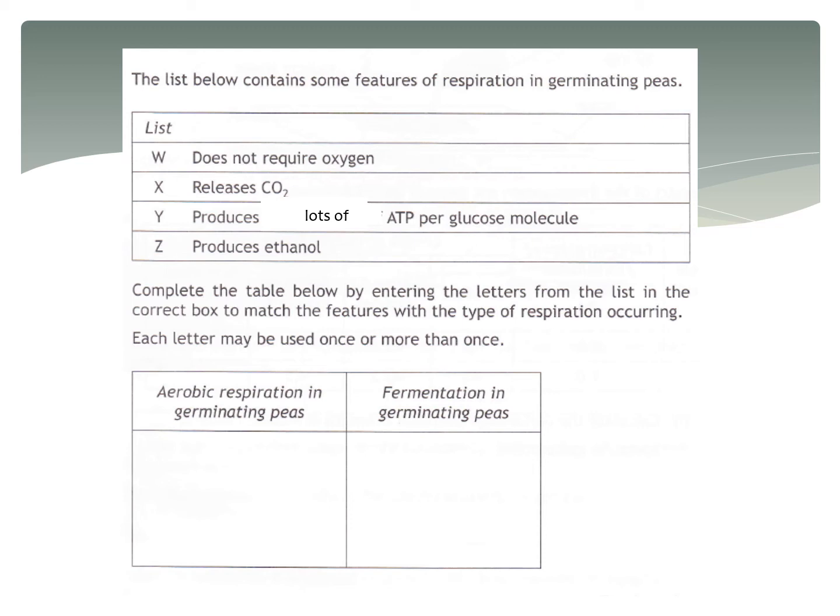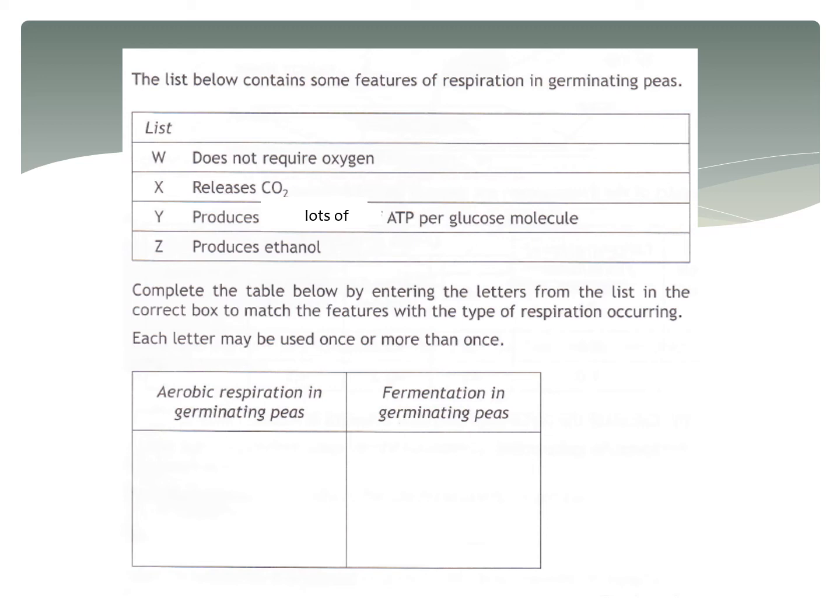If you pause the video and try to answer it on your own, and then I will give you the answers. So the answers are, for aerobic respiration in germinating peas, we know that it requires oxygen, so it's not going to be W. We do know that it releases carbon dioxide. We know it produces lots of ATP per glucose molecule, but it does not produce ethanol. So the two answers for aerobic respiration are going to be X and Y.